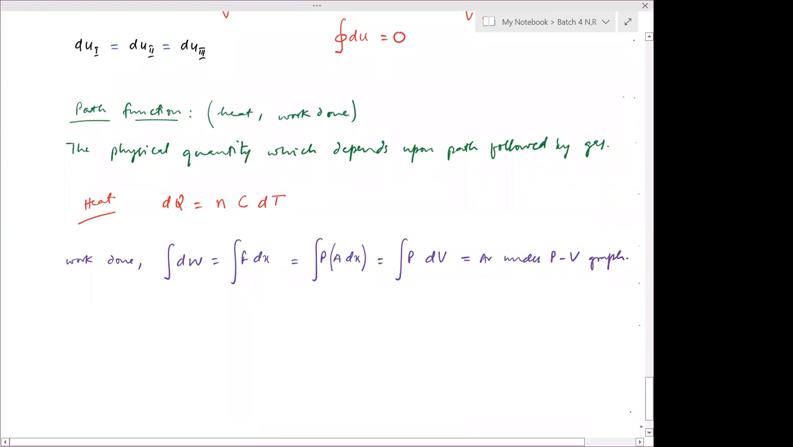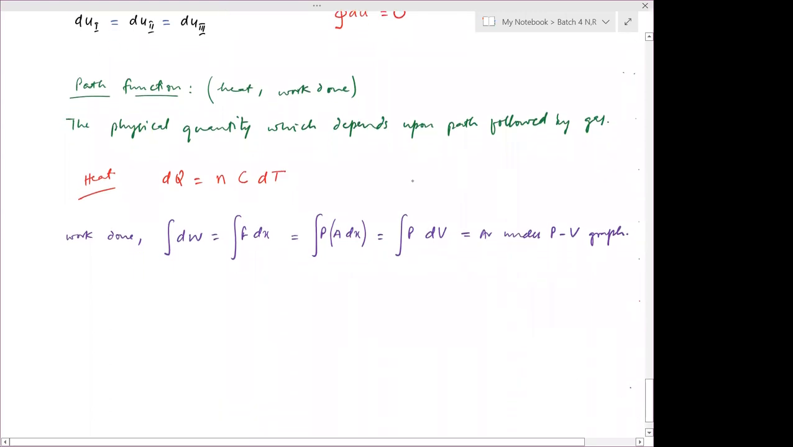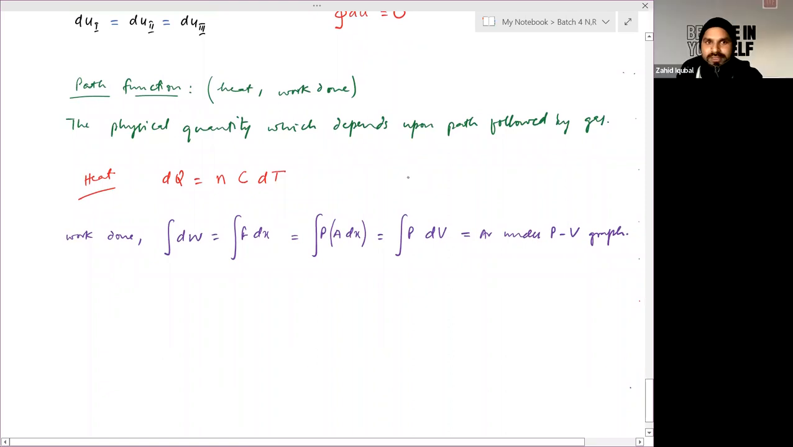But how is this formula showing that it depends upon the path followed by the gas? I will define it to you according to the process. Okay, sir.